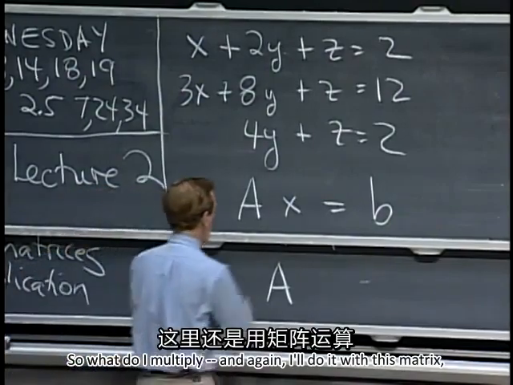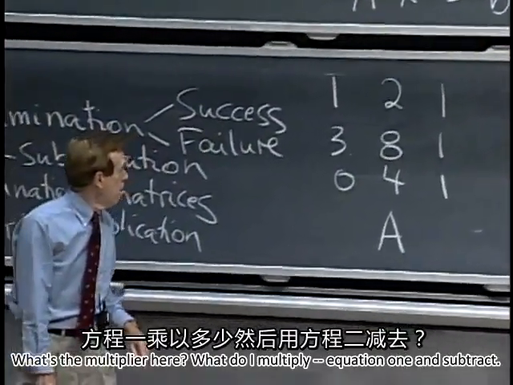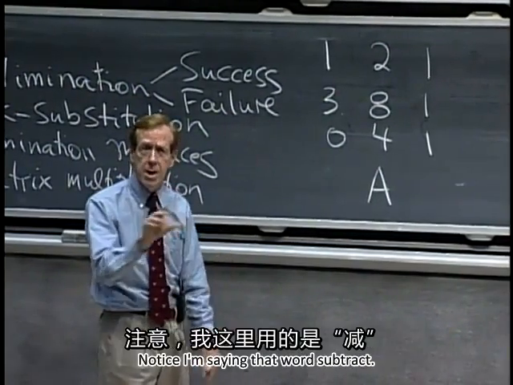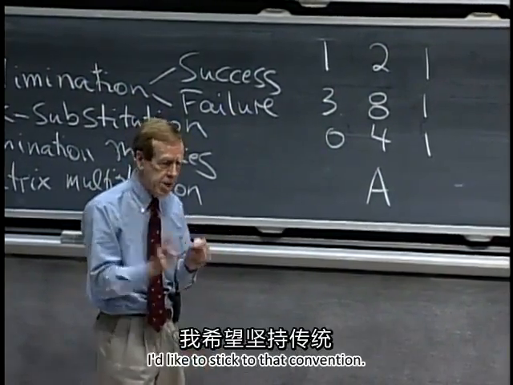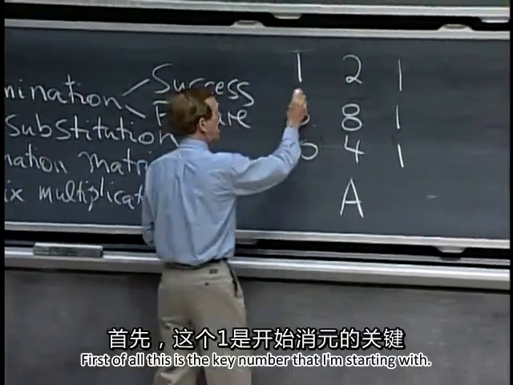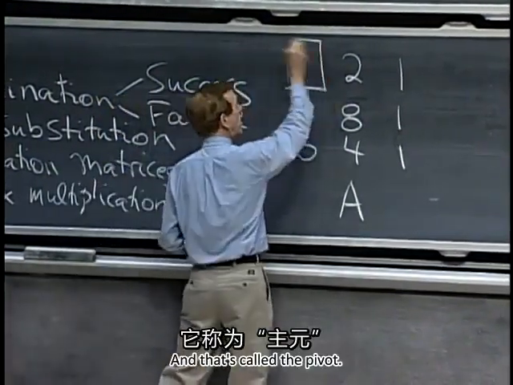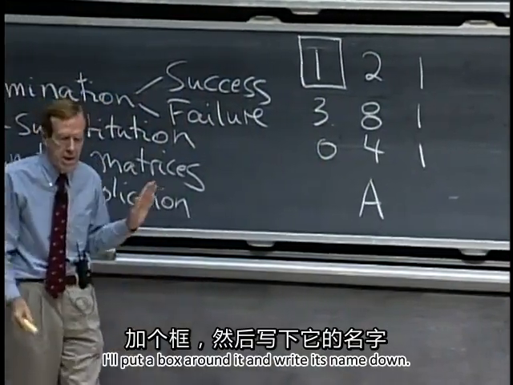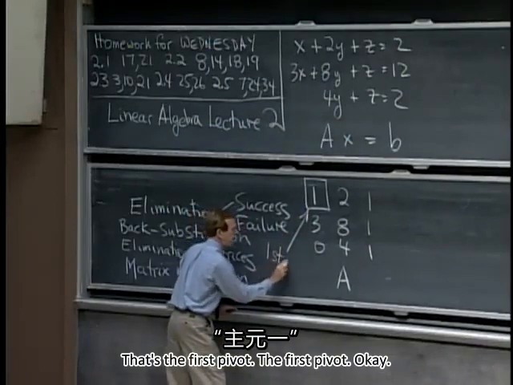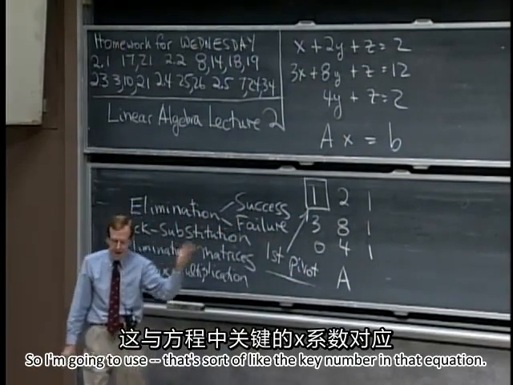So what do I multiply? Again, I'll do it with this matrix because I can do it short. What's the multiplier here? What do I multiply equation 1 by, and subtract? Notice I'm saying that word subtract. I'd like to stick to that convention. I'll do a subtraction. So first of all, this is the key number that I'm starting with. And that's called the pivot. I'll put a box around it and write its name down. That's the first pivot. It's sort of like the key number in that equation.